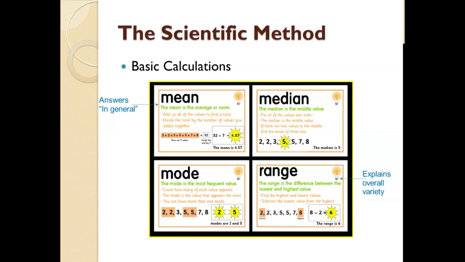So again, you order them from smallest to large, and you look at which number repeats more and more. The number that repeats the most, in this case, the 2s and 5s, which were both duplicate numbers, is the mode. And the range explains the overall variety. In this case, you're taking the largest number, subtracting the smallest number, and then saying, across the board, this is how disparate or varied the information could be.